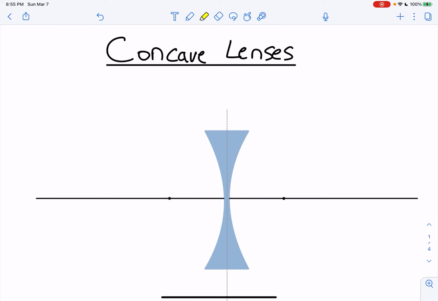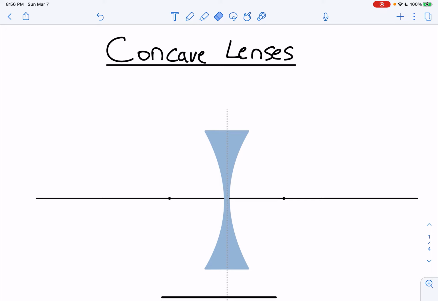Let's talk about concave lenses. Concave lenses are thin in the middle and thicker at the edges. I've drawn an example here. Notice that the curvature is such that it is kind of like a cave, hence the name.